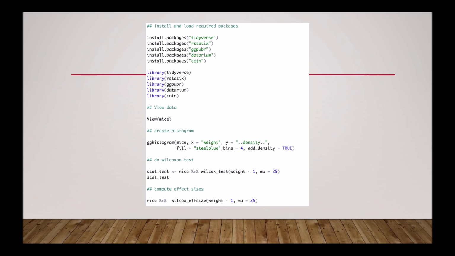And finally, this is the full script of the tutorial for you to have a go with yourself.